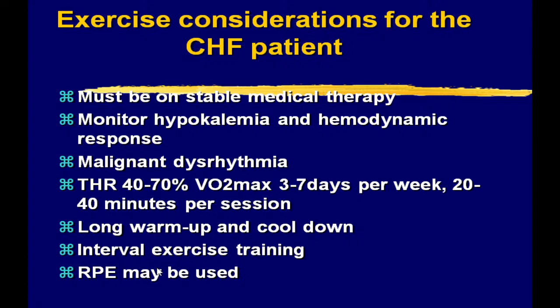Exercise consideration for CHF patients. Must be on stable medical therapy. Monitor hypokalemia and hemodynamic response. Malignant dysrhythmia control. Target heart rate 40 to 70% of maximum oxygen volume, 3 to 7 days per week, 20 to 40 minutes per session. Long warm up and cool down. Interval exercise training. RPE may be used.